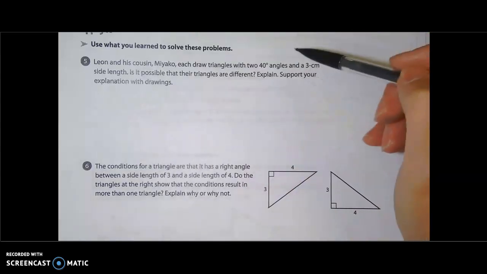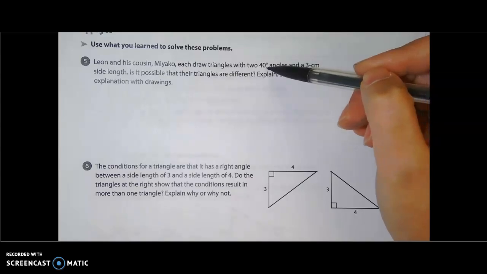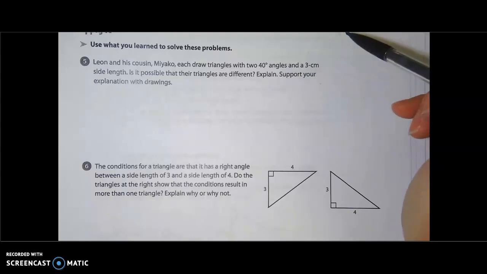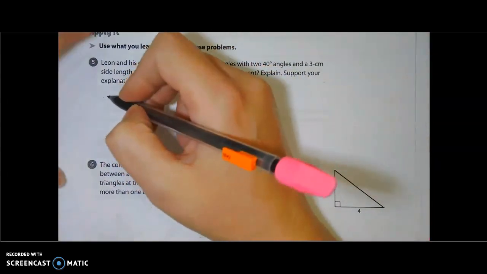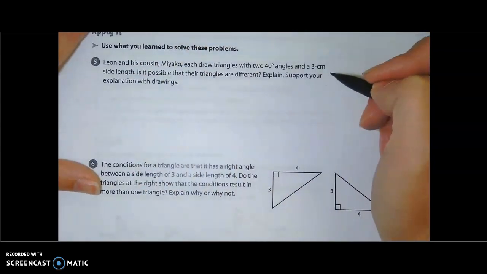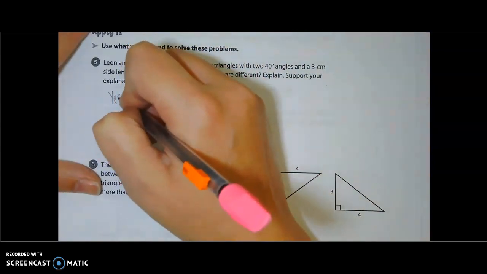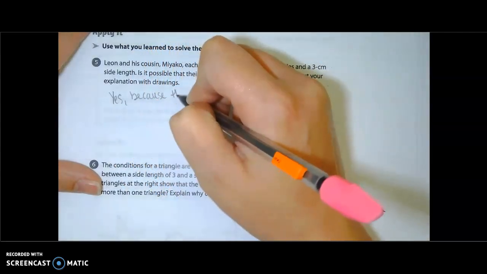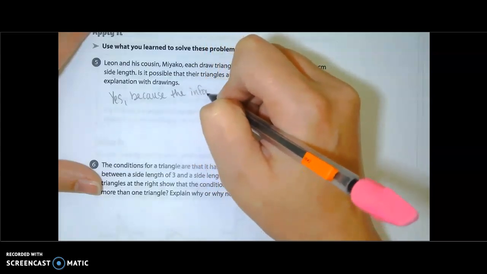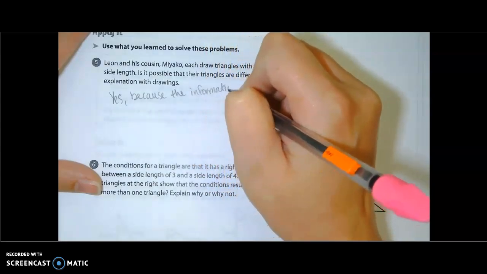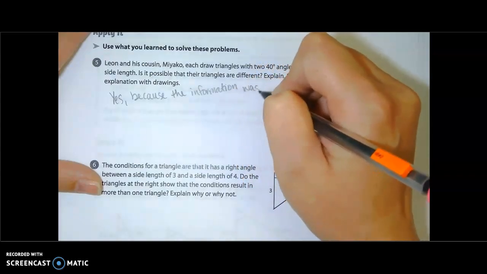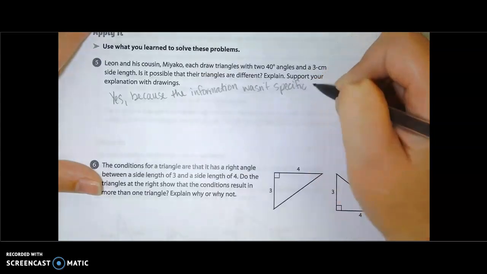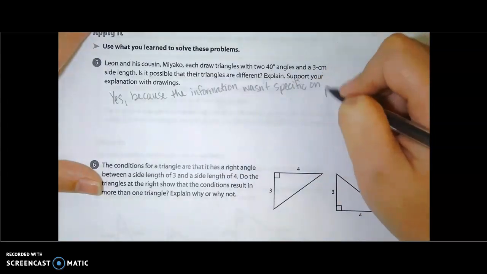So when we talked about this in class, we mentioned the fact that it tells us we have two 40-degree angles and a 3-centimeter side length, but it doesn't tell us where. And so because it's not specific, could they have different triangles? And the answer to that is yes, because the information wasn't specific on placement.